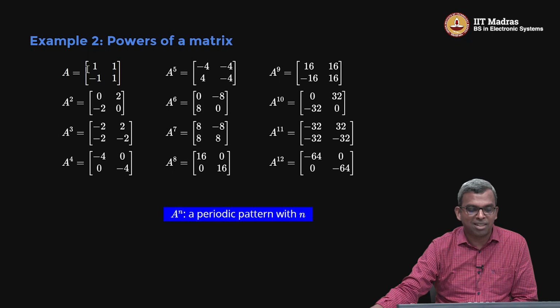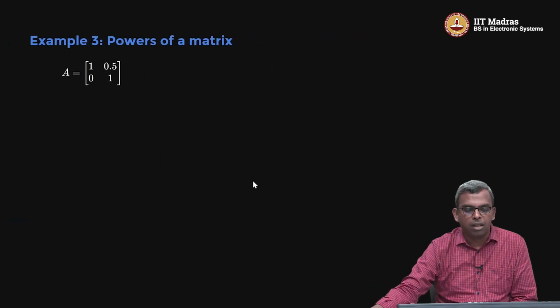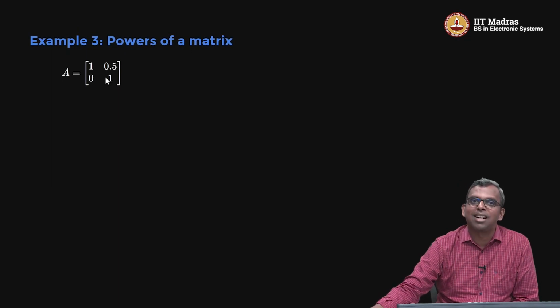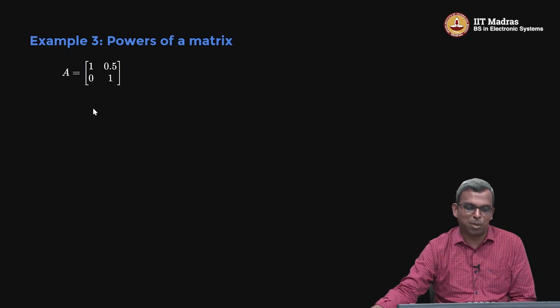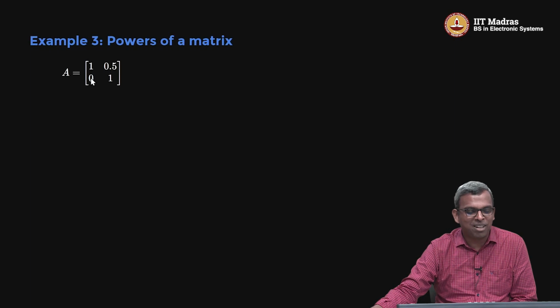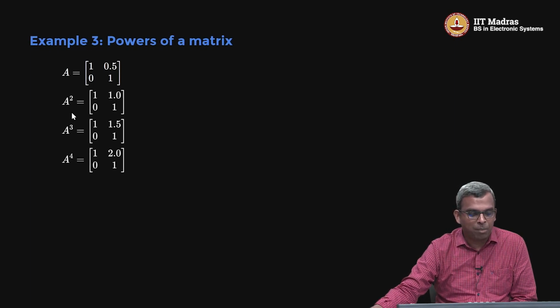So, 2 by 2 matrices which are not diagonal can show strange properties when you start doing powers. You can have a periodic property like this, some sort of a periodicity. Here is yet another case where you will see very interesting properties. So, 1.5, 0, 0, 1, this matrix, if I keep raising it to powers, notice what happens.